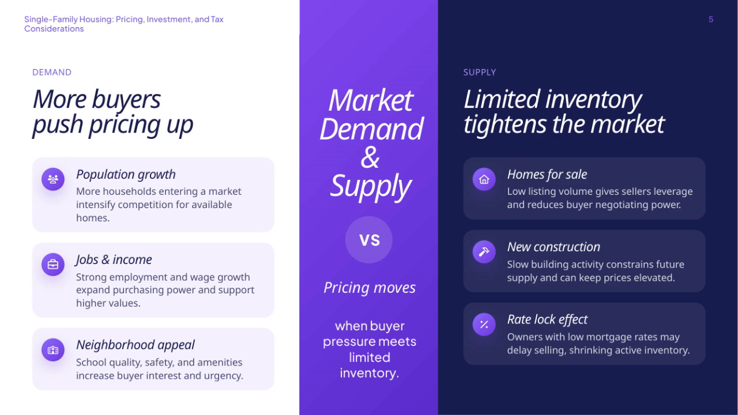On the supply side, limited inventory tightens the market. When there are fewer homes for sale, sellers gain leverage, and buyers lose some negotiating power. Slow new construction further constrains supply, helping keep prices elevated over time. Another interesting factor is the rate lock effect, where owners who have low mortgage rates may delay selling, which shrinks the number of active listings on the market.